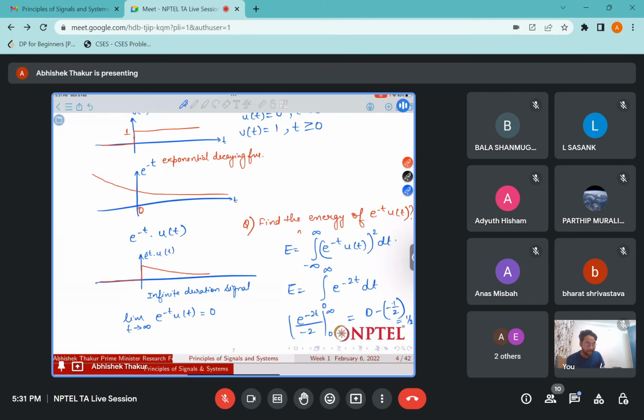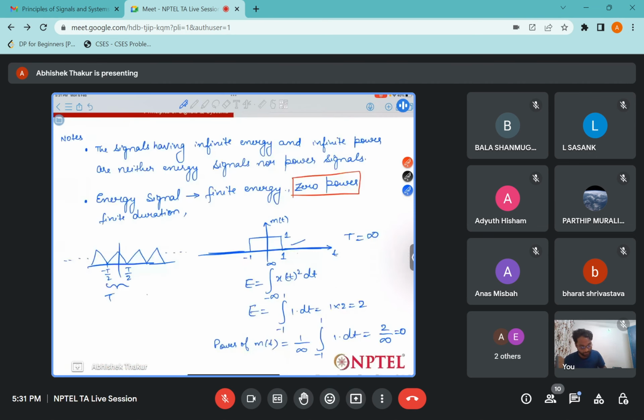So for this question, see, for an infinite duration signal also, energy may be finite. So we have to write this important point. Zero power, finite duration signals are energy signals, but if it is infinite duration, then signals with value tending to zero as t tends to infinity are energy signals also. So just write this point: infinite duration signals with value tending to zero as t tends to infinity are also energy signals.